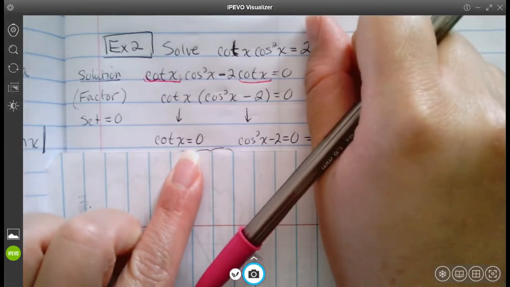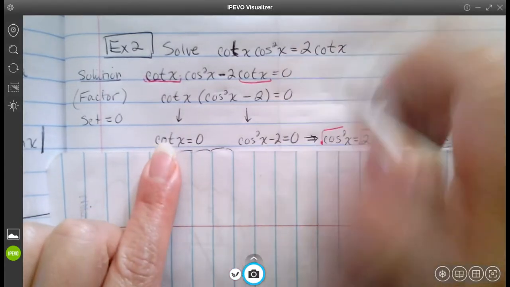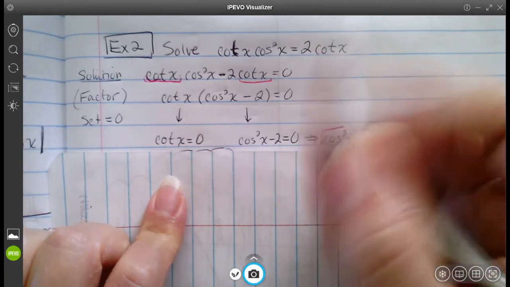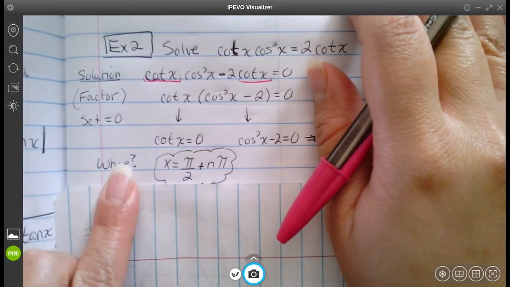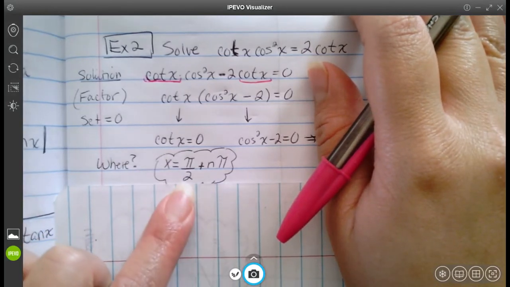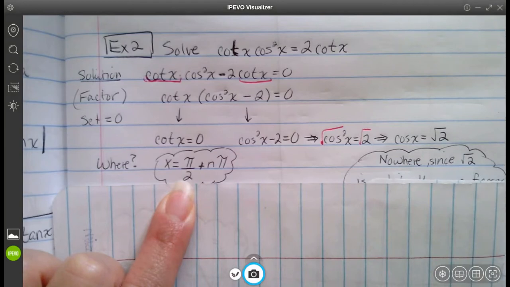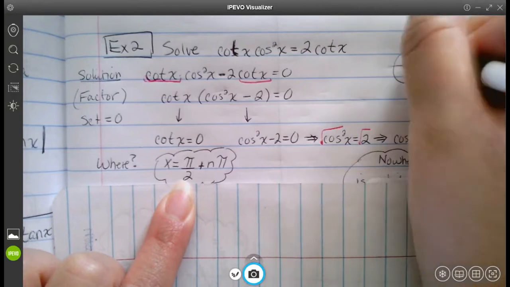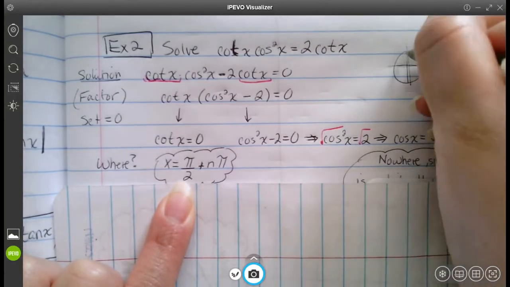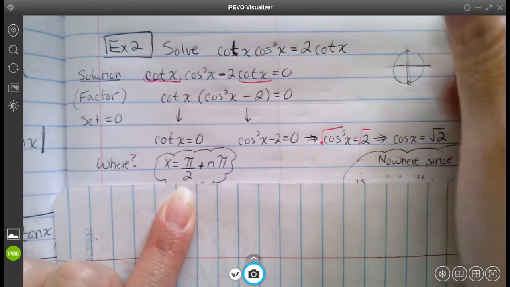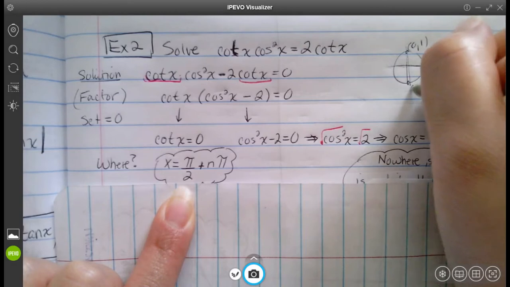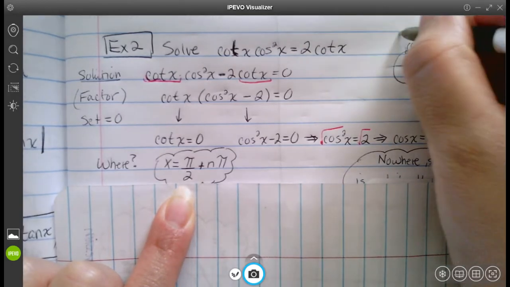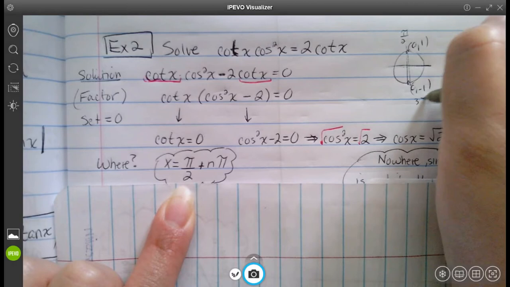For cotangent of x, that one's a little bit easier because it's already isolated. We already have our function equal to something. So all I have to say is where does that happen? Well, this happens at pi halves because, if you remember, and we can draw the circle here if you'd like, or you can look at your foldable, here's my circle, and at these points, this is 0, 1, and this is 0, negative 1. This is at pi halves, and this is at 3 pi halves.